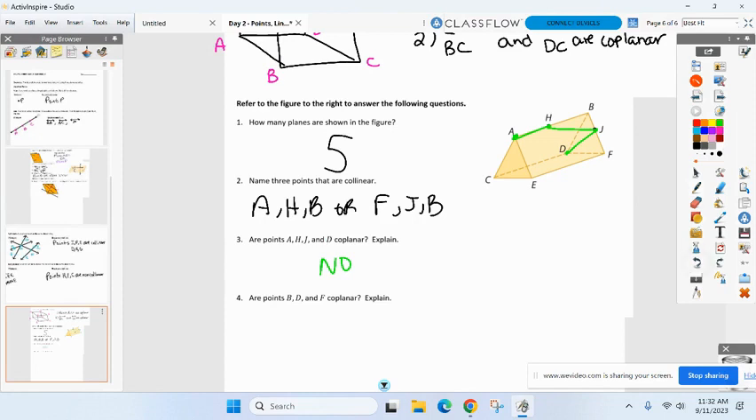And then how about B, D, and F? Do those form one of the 5 planes? B, D, F? Yep, it's the one in the back. B to D to F forms that one right there. So that's a big yes.